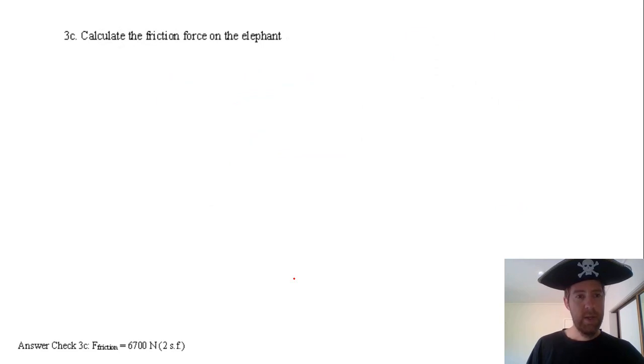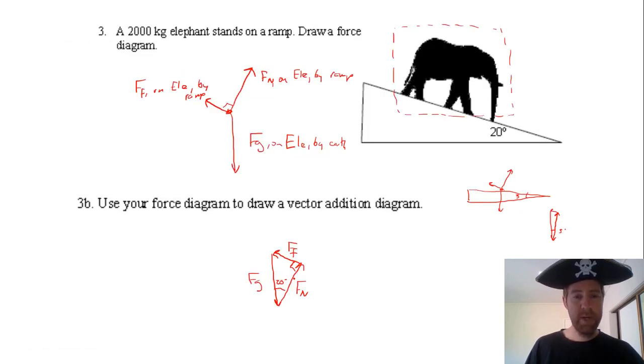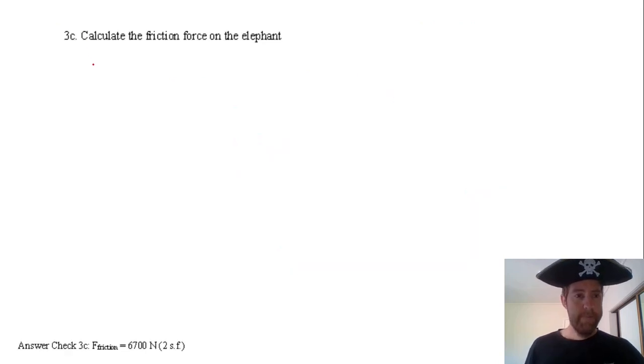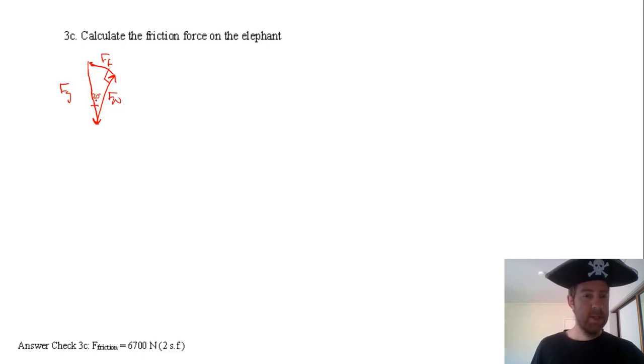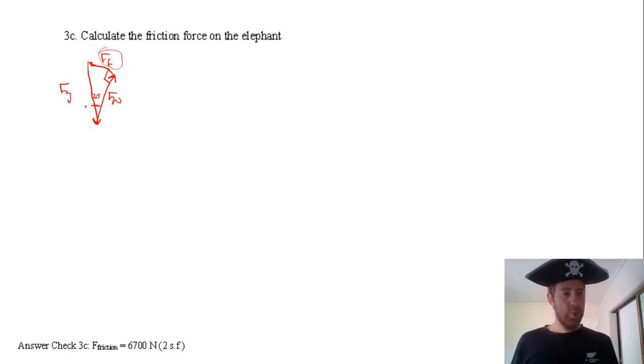Okay, 3C. You calculate the friction force on the elephant. I'm going to now use this triangle I've drawn, so I'm going to redraw it. It's meant to be straight down, but I'm just terrible. FG, F normal, F friction. This was 90 degrees. This was 20 degrees. But it's a triangle. It's a triangle that can help me work out this guy here. I know one of these sides. I know FG. I know the force of gravity.